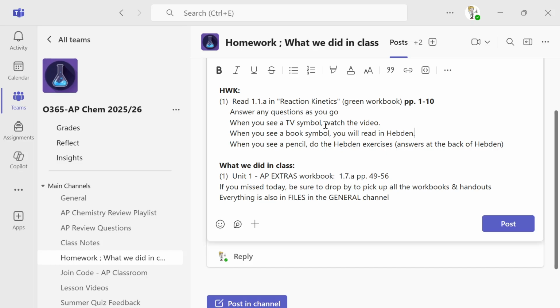If there's a TV symbol, you're going to watch the video. There's generally a QR code there. If you see a book symbol, you're going to read in Hebden. So like I said, if anyone wants a hard copy, you can grab that. When you see a pencil, do the Hebden exercises, and the exercises all have answers at the back, or if you're using the online copy, it's in that Hebden file.